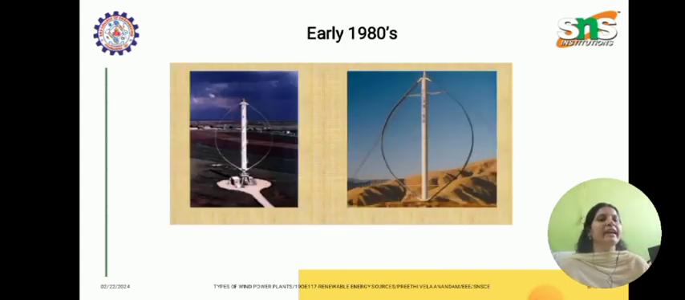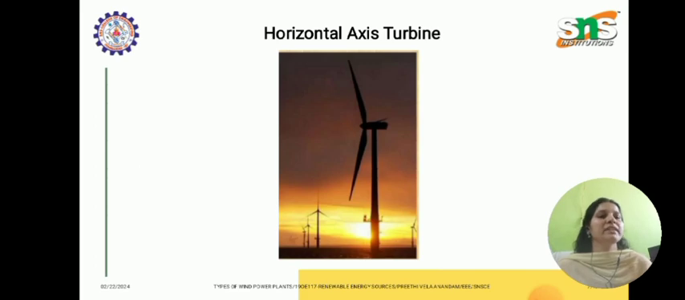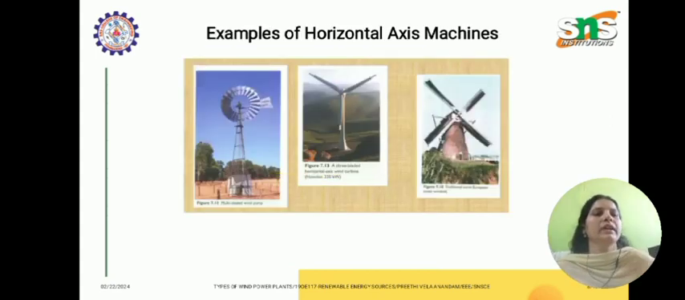The HAWT and VAWT machines of the early 1980s are given here in this picture. This one is called a HAWT. The HAWT is the most efficient type of wind turbine, and it is widely used worldwide because it is mainly used for generation of electricity for commercial purposes in different parts of the world. These are the examples of HAWT machines. We can see the various pictures of it.